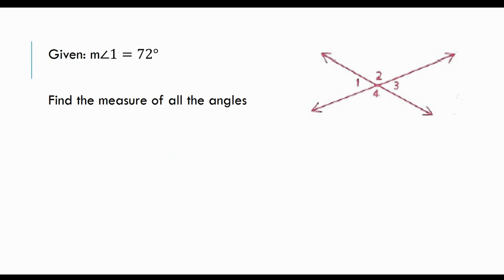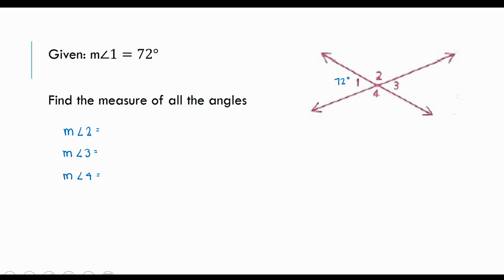All right, in this next picture, we are given that angle 1 is a measure of 72 degrees. They're asking for us to find the measure of all the angles. So I need to find the measure of angle 2, the measure of angle 3, and the measure of angle 4.